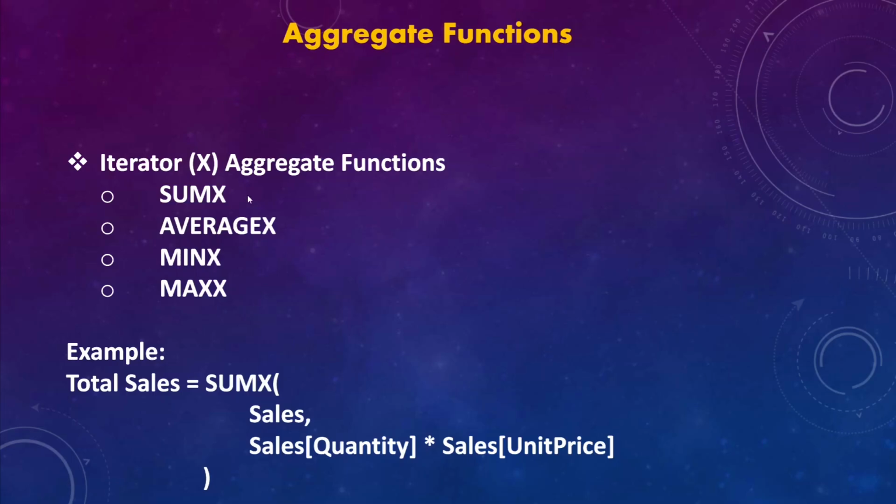If we have X at the end of these aggregate functions, then they become iterator aggregation functions. These functions will accept a table and an expression as input parameters. They will iterate over each row of the table and evaluate the expression provided to the function. Let's look at some examples.